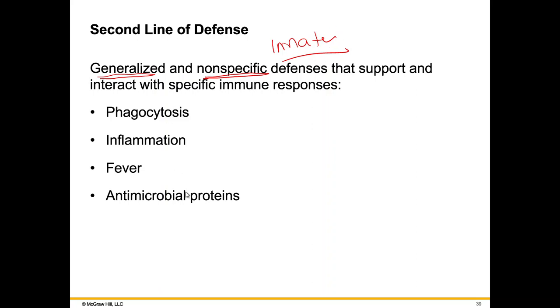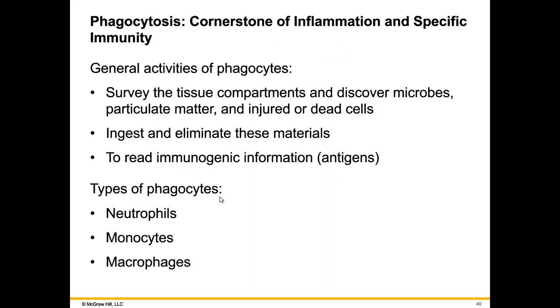But here are the four categories of things that can happen during the second line of defense, one of which we've mentioned before. We have our phagocytosis, which is cell eating. We also are going to talk about inflammation. We will talk about fever and those antimicrobial proteins. So we'll start with phagocytosis.